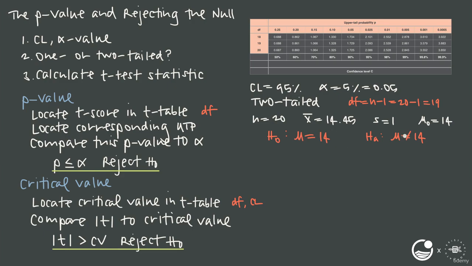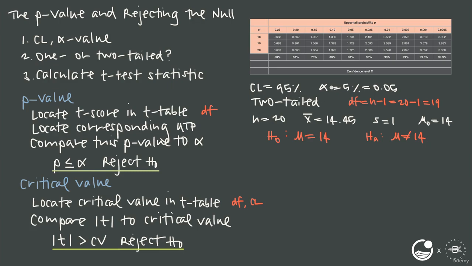We can see from the hypothesis statements that we're running a two-tailed test because of the fact that we have the equal sign and the not equal to sign. Otherwise, if the alternative hypothesis was mu greater than 14 or mu less than 14, then that would indicate a directional test and therefore a one-tailed test. But we have these hypothesis statements. We're running a two-tailed test. We've chosen a confidence level of 95%.